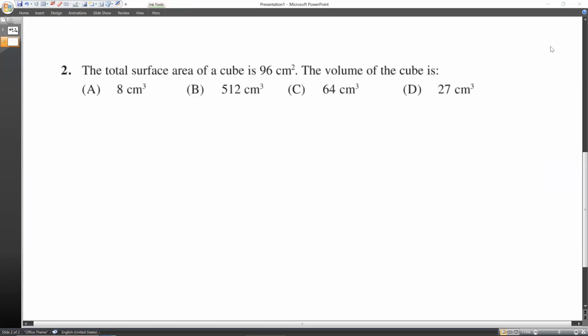Here's question number 2. Do this one, please. Here is saying the total surface area of a cube. And cube is not in the syllabus, so I'm just leaving this one. Okay, because this time this cube has been removed. So only sphere, cone, and hemisphere and cylinder are in the syllabus. So cube has been removed, so I'm just leaving this one.